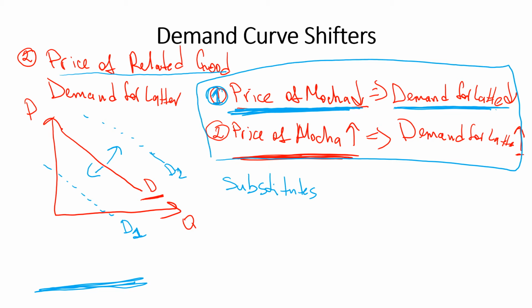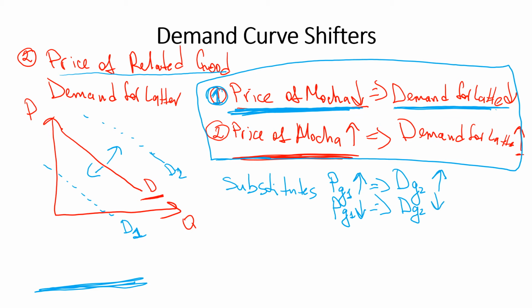Substitutes, these are going to be the goods when the price of good 1 is increasing, then demand for good 2 is going to increase. These are the substitutes. And vice versa, if the price of good 1 is going to decrease, then demand for good 2 is going to decrease as well.